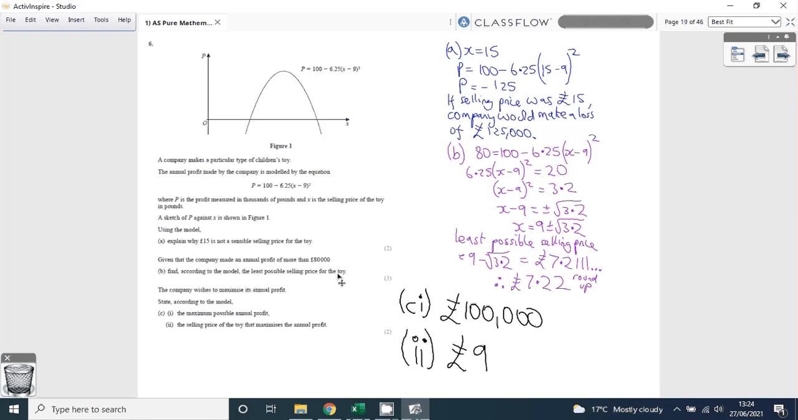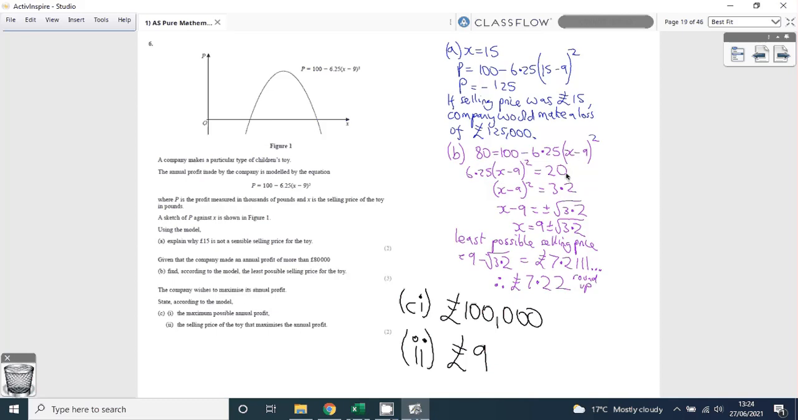Now for part B, find the annual profit's 80,000. What price gives us this? So 80,000 profit, we're looking at the information here. Profit is measured in thousands of pounds. So we're substituting in P being 80. So 80 equals the right-hand side. So take away 80 from both sides, add this to both sides.